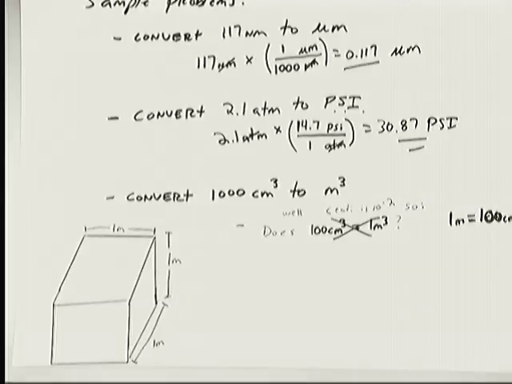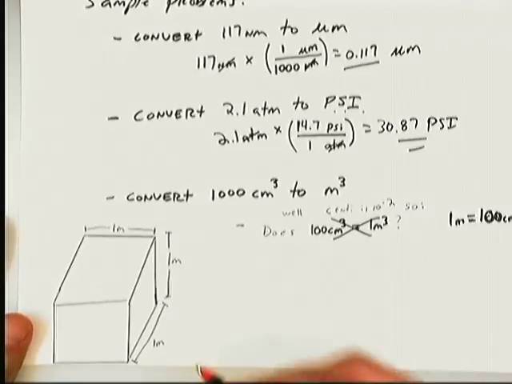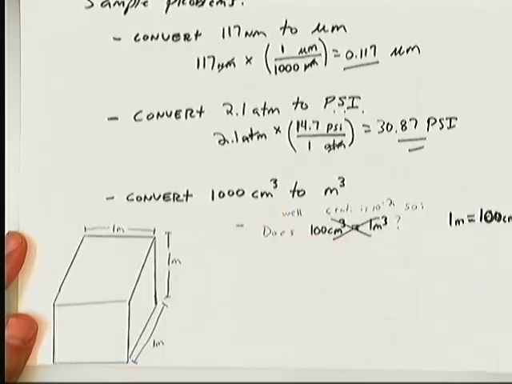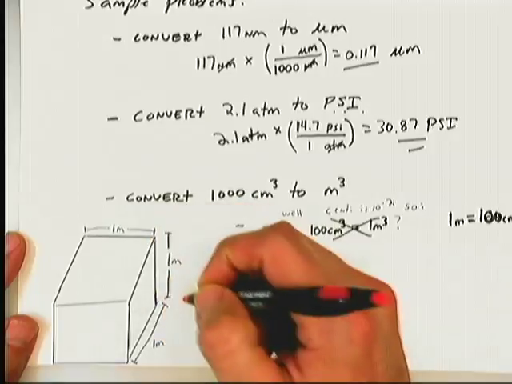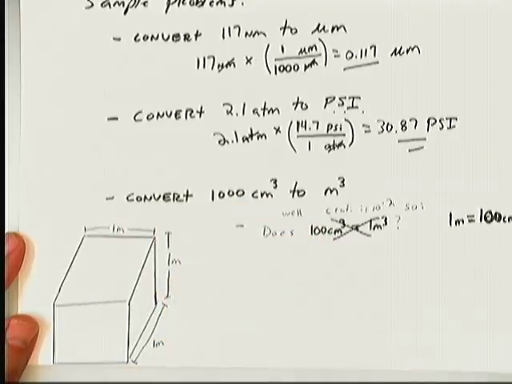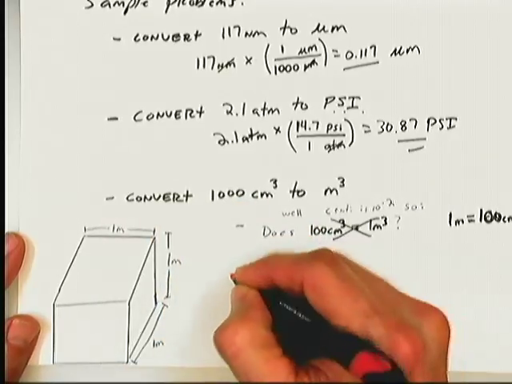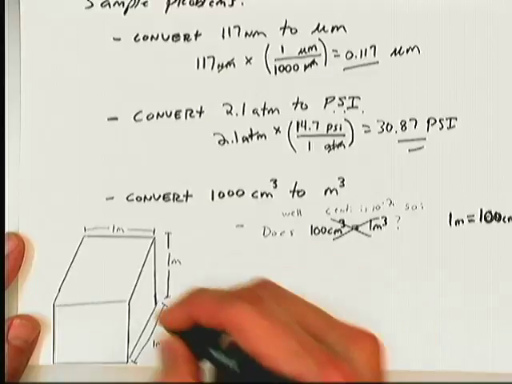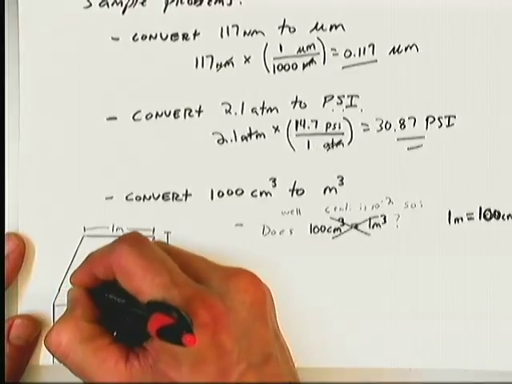And every edge of this cube has an identical length, and that is 1 meter. So it's 1 meter wide, 1 meter high, 1 meter deep. Okay, three-dimensional object. Now if I wanted to compute the volume of this test cube, V is equal to what?